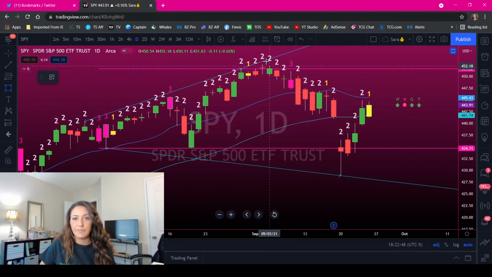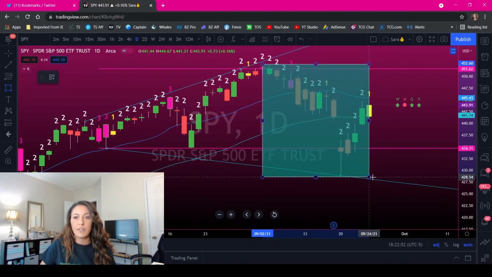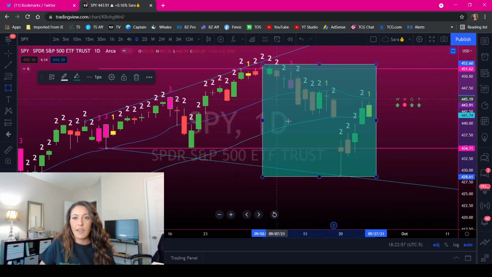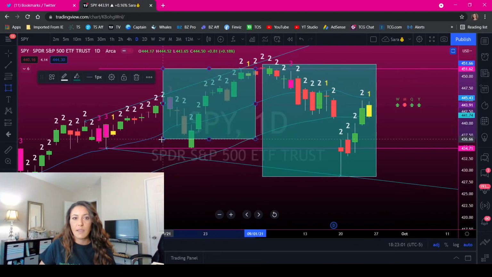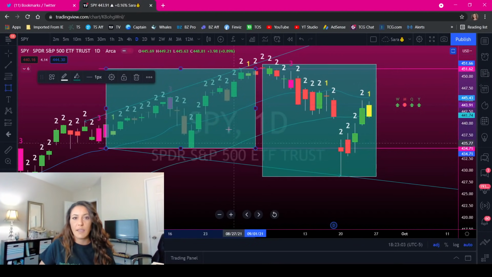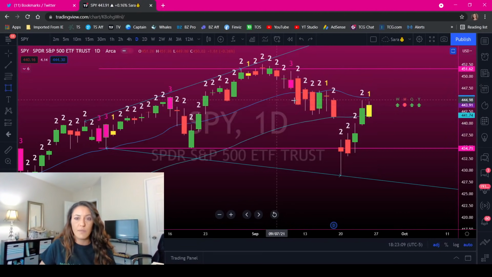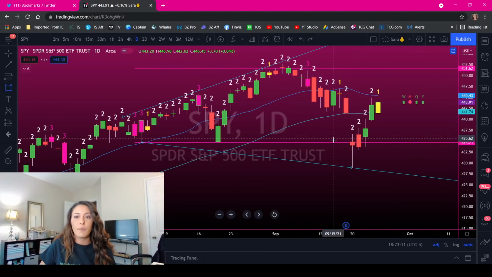So basically, if you were to make this a 2-bar chart, the high to the low, so this candle is completely outside the range of this candle. So we knew we were coming down to test this 434 level, okay?